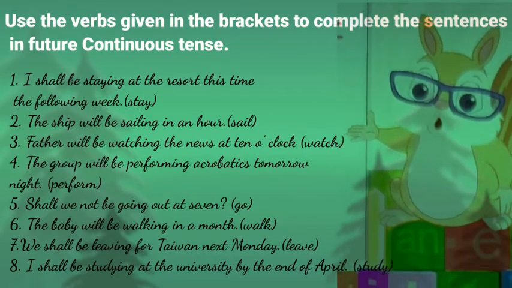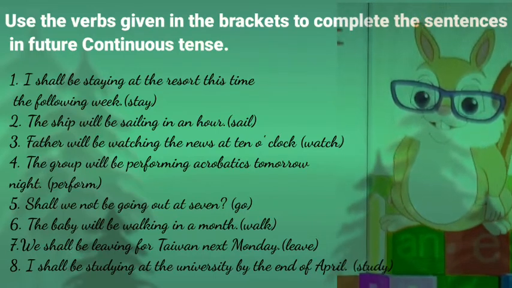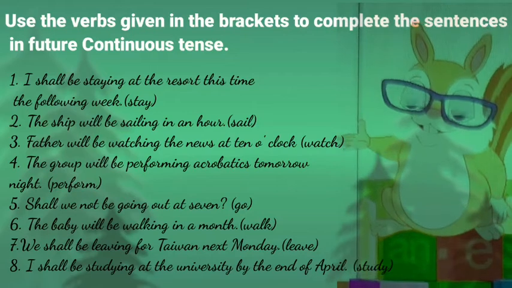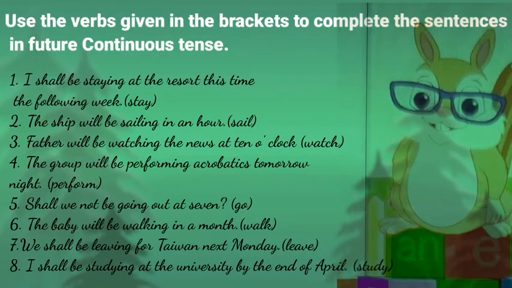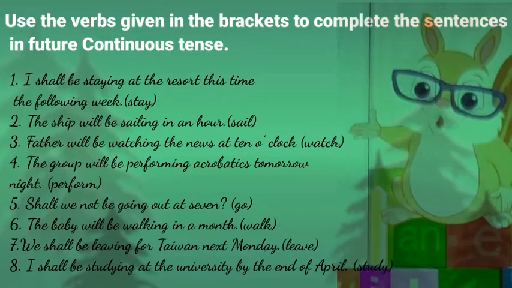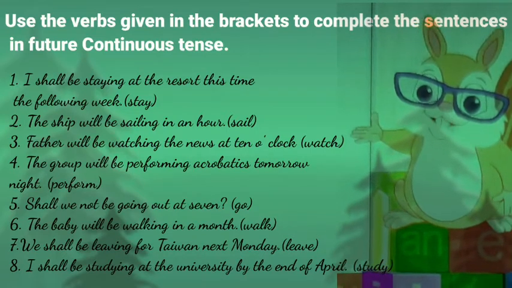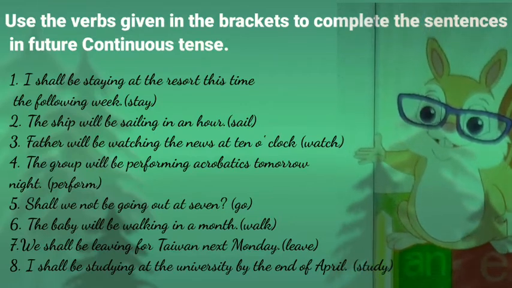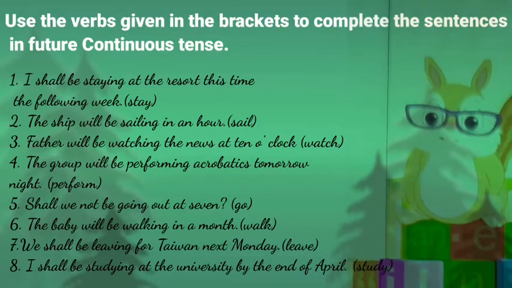The ship will be sailing in an hour, and the verb is sail. So for sail, we will use ing form with it. It will be sailing. So the correct answer will be the ship will be sailing in an hour. For ship, we will use will be sailing. Okay.